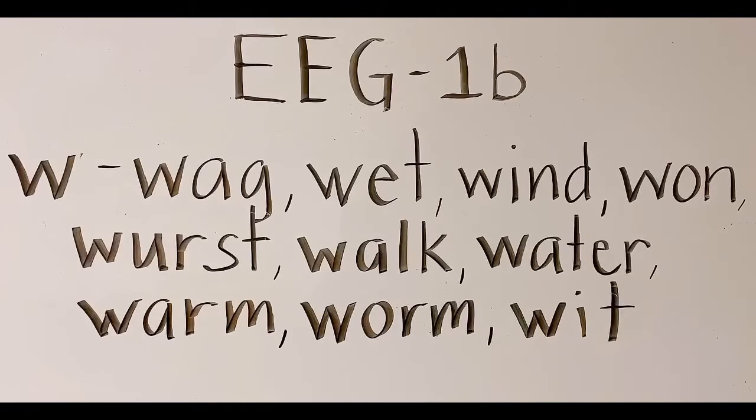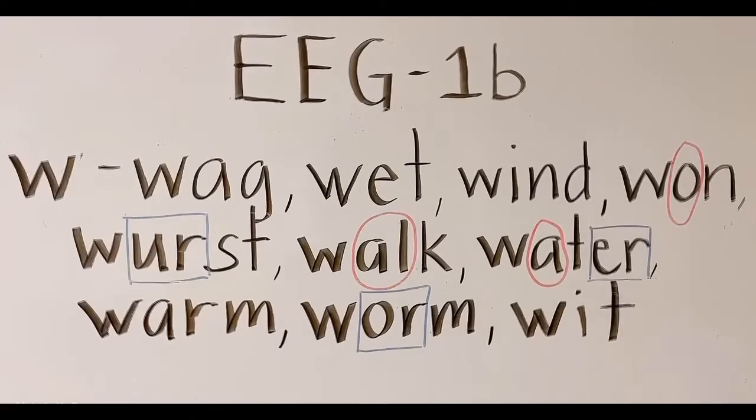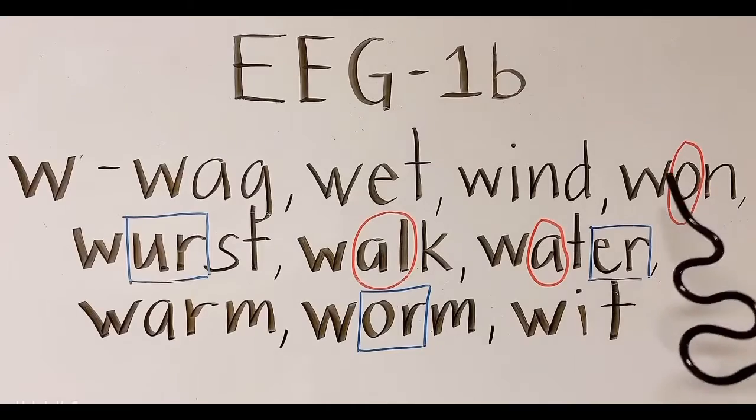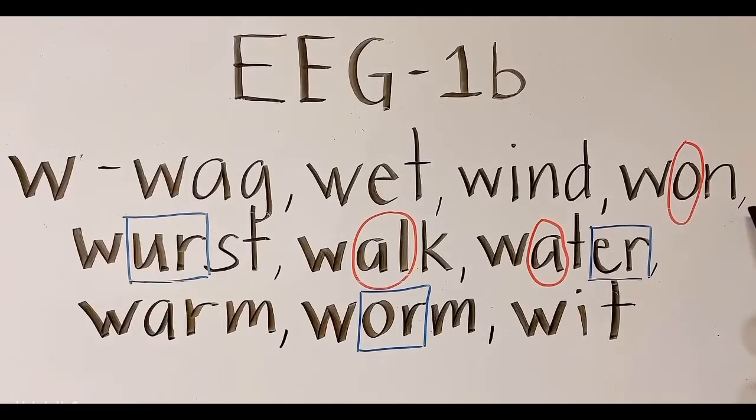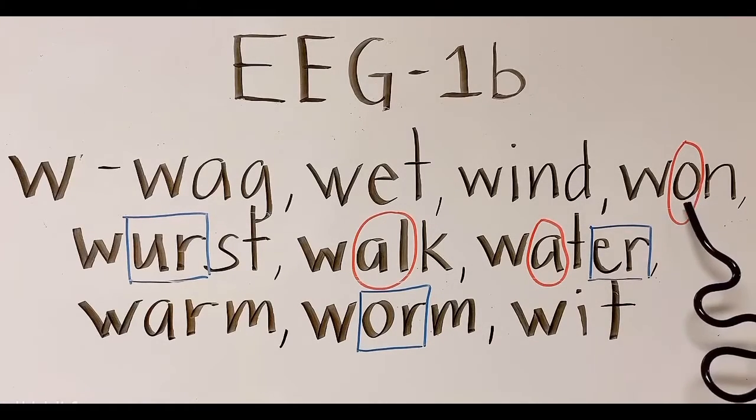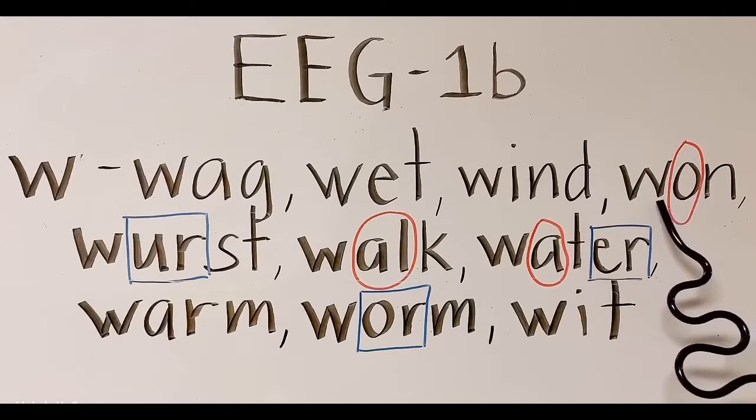Worm. Next. Wit. Okay. Good. Now let's review some words. Look at the word one, the word walk, and the word water. Look at the letter O here. The sound is O.